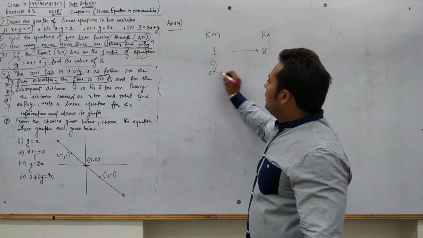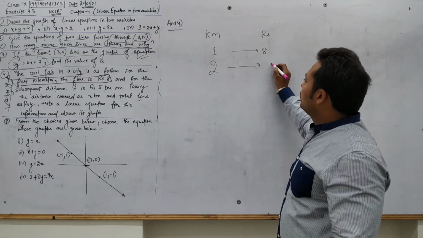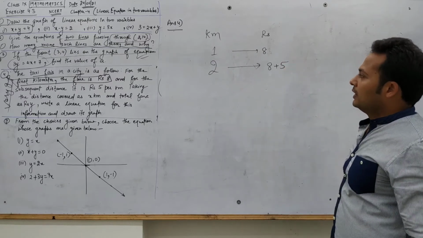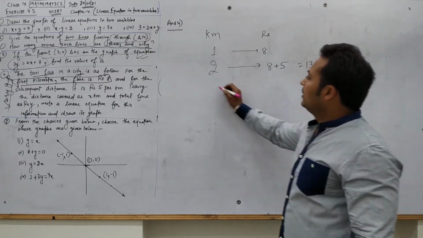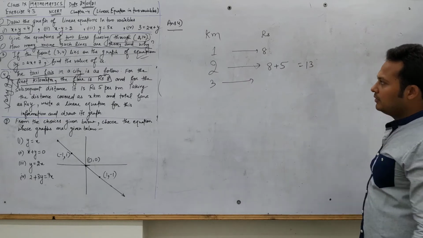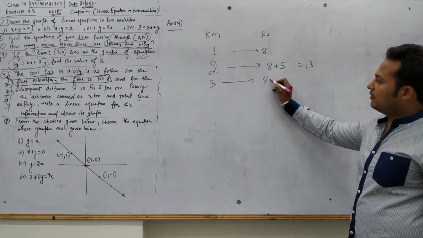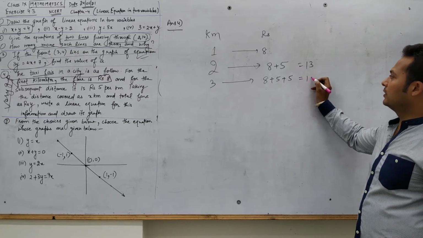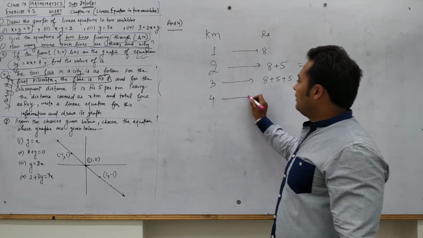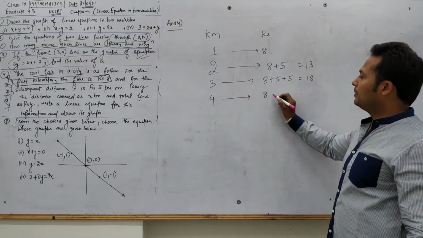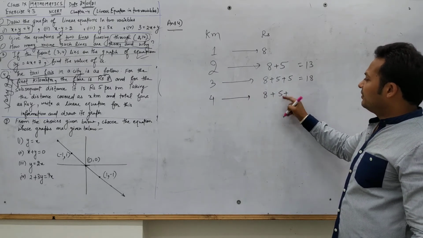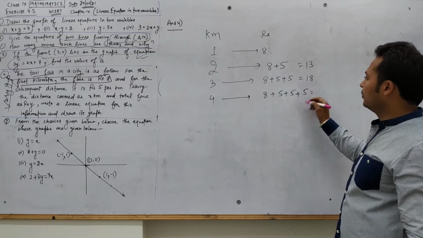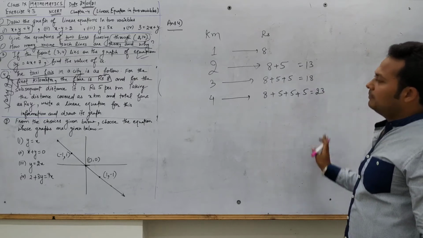For example, if you are traveling 2 kilometers, you will pay rupees 8 for the first kilometer and rupees 5 for the next kilometer. When you are traveling 3 kilometers, you pay rupees 8 for the first, rupees 5 for the second, and again rupees 5 for the third. For 4 kilometers, you pay rupees 8 for the first, rupees 5 for the second, rupees 5 for the third, and rupees 5 for the fourth. And so on.